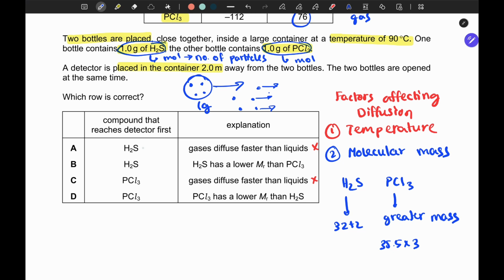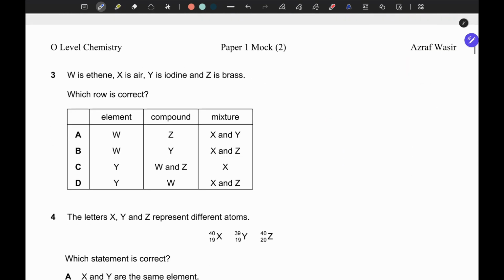So because of that, we can say that H2S will be the one that reaches the detector faster or first, and it is because H2S has a lower Mr than PCl3. So the answer for this one is B. Moving on to question number 3.